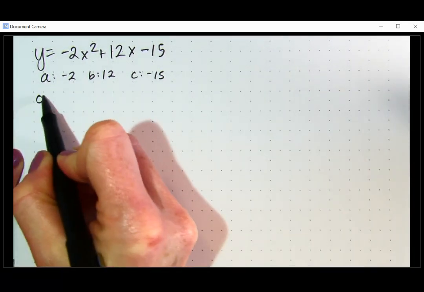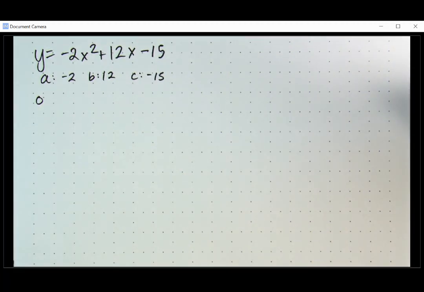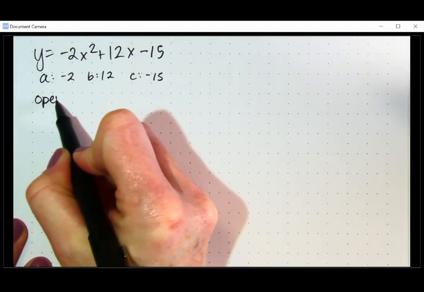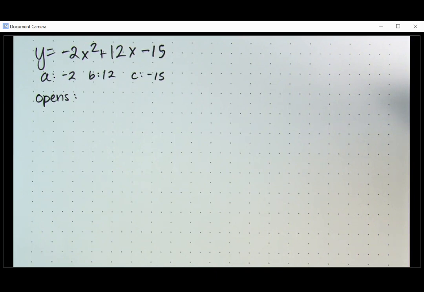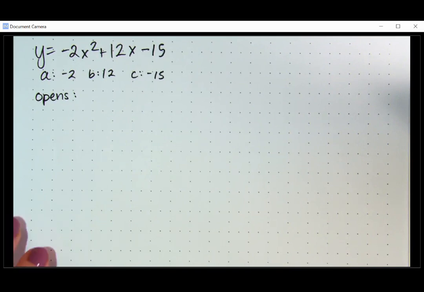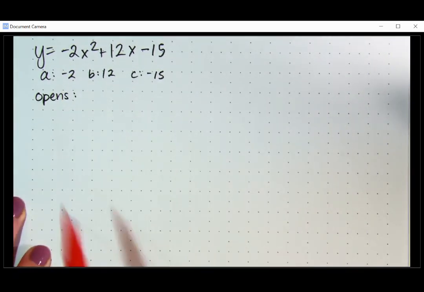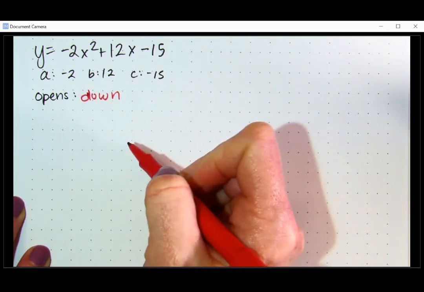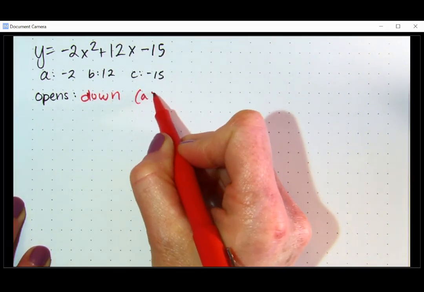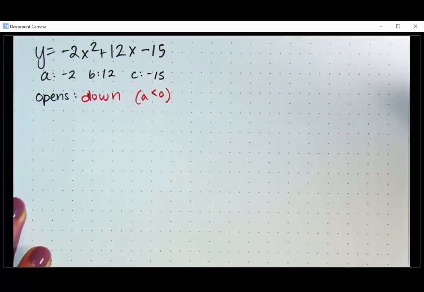Then we're going to say whether it opens up or down. So we know that it opens up or down based on the A, right? If our A is positive, it opens up. If it's negative, it opens down. So in this case, our A is negative. So this is going to open down because the A is less than 0.